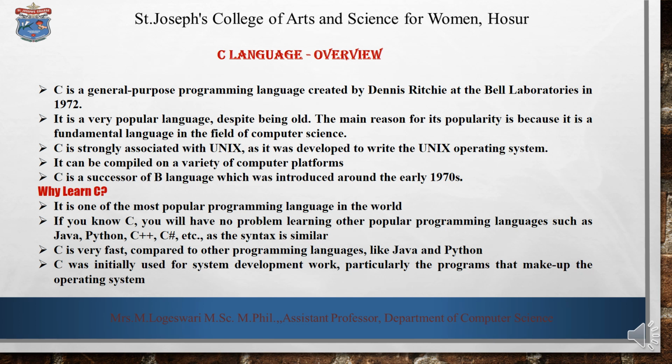The next question is: why learn C? It is one of the popular languages. If you know C very well, it is easy to learn other programming languages. Suppose you know C well, you can easily learn C++, because the basic language is C. You can also easily learn Java and Python. C is very fast in comparison with other programming languages, with fast access. C was initially used for system development work, particularly the programs that make up the operating system.